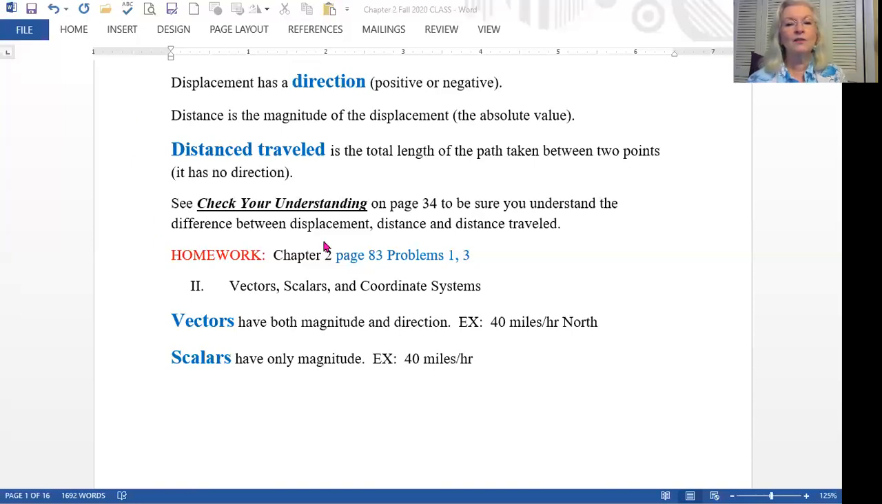So there's a real difference between displacement, distance, and distance traveled. And in the book, there's a way to just verify that you have an understanding of that. So you want to look at it. At the end of chapter 2, there are problems 1 and 3 you'll want to look at.